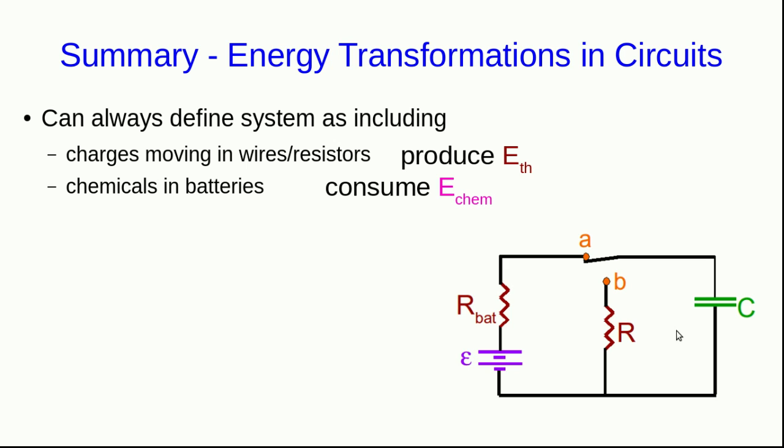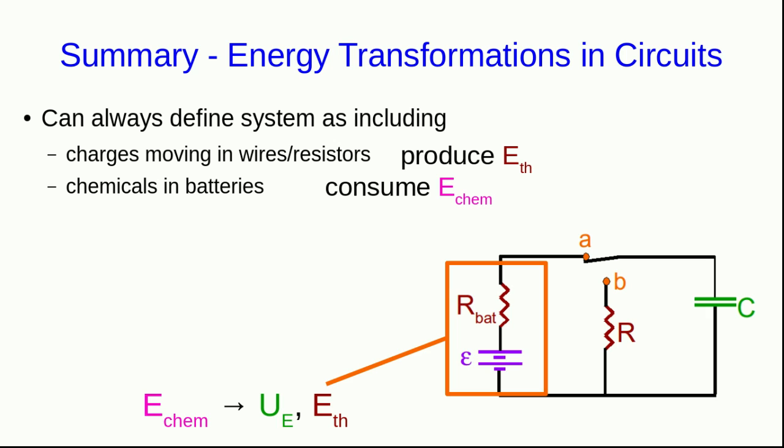Now there are new possibilities when there is a capacitor in the circuit. We already know what's going on in the battery. Chemical energy is being converted into electric potential energy and thermal energy.